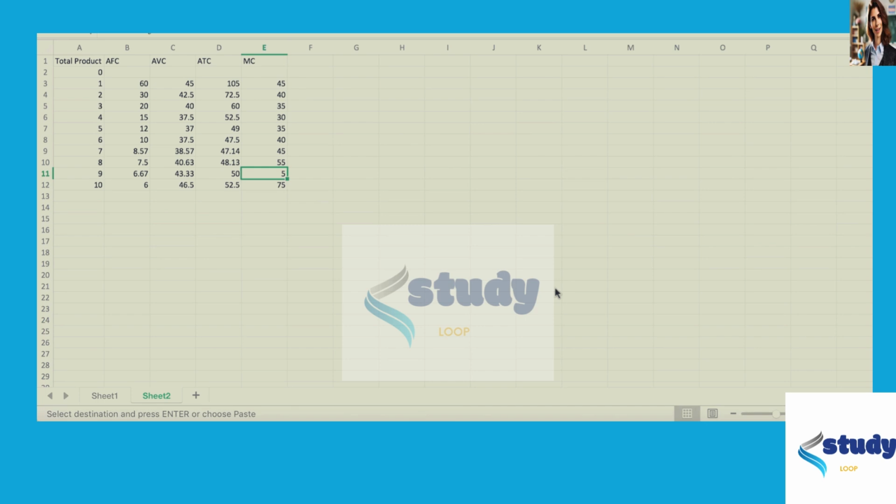So this question gives us the values for average fixed cost, average variable cost, average total cost, and marginal cost for a firm, along with the total product at each point. So what we want to find at the beginning of this question is that if the price in this market were $56, would the firm continue to produce?